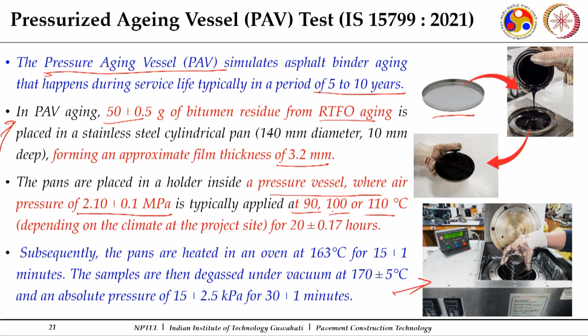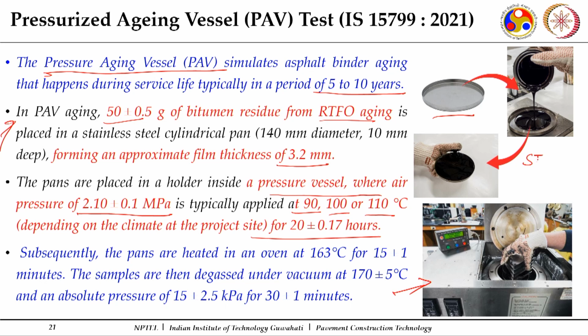Harder grades or softer grades are there, so that we will discuss at a later stage, but it is subjected to a temperature around 100 degrees centigrade, and this test is done for a period of around 20 hours. Then the binder obtained out of it is subjected to a small process so as to remove any entrapped air, and once that is done, we have the long term aged binder.